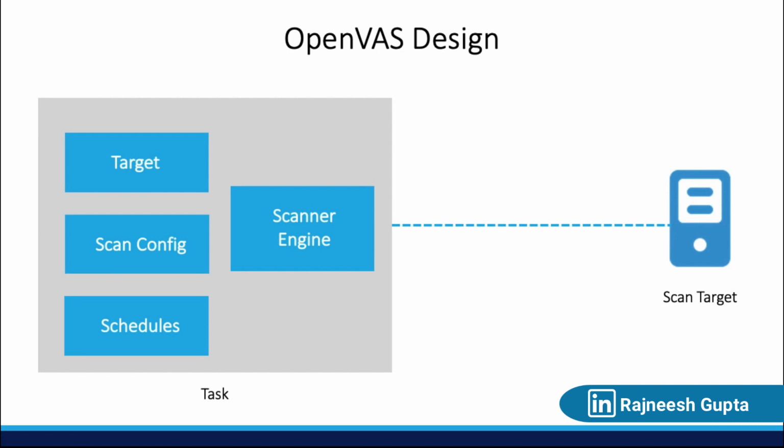Let's look at the components of the OpenVAS design. So you see the targets. When we talk about the OpenVAS design, there's nothing called scans. This is all task. In the OpenVAS architecture, the Greenbone recommended design, a scan is represented by the task.